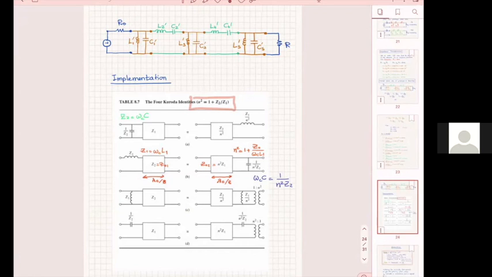Would something like a Bode plot or like a frequency response plot be sufficient? If you don't want to use MATLAB, yeah, sure, you can do a Bode plot. Absolutely. Okay. Yeah.